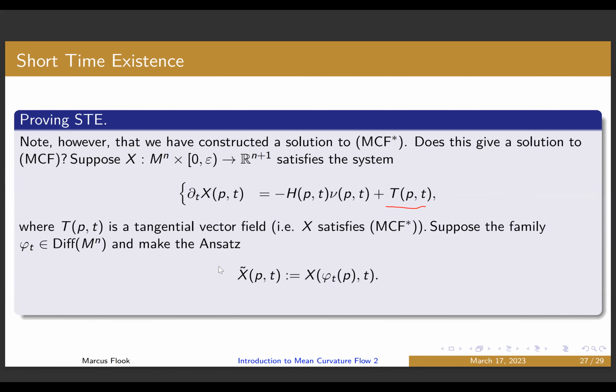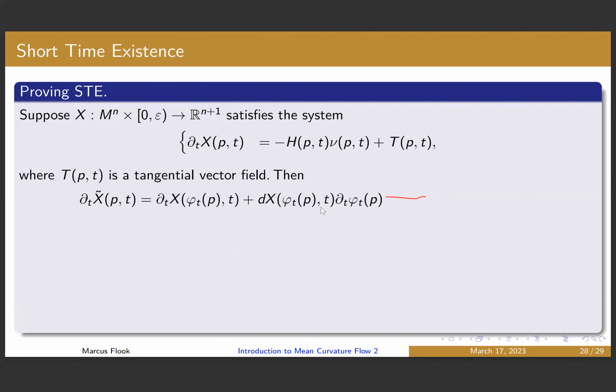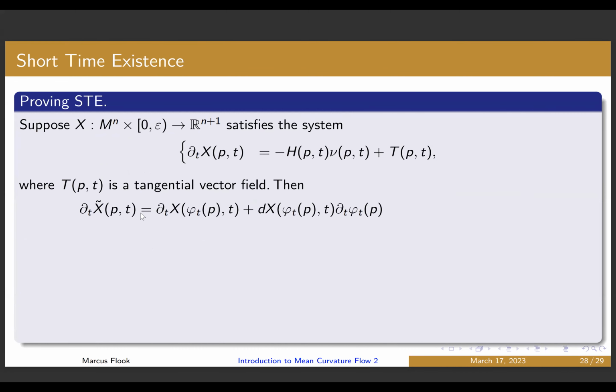So making the ansatz, the solution is just the solution to mean curvature flow star, but we're composing it with this one parameter family of diffeomorphisms. If we compute the time evolution of this, we have the time derivative of the embedding itself, but we also have to include the derivative here times the derivative of the time-dependent diffeomorphism.